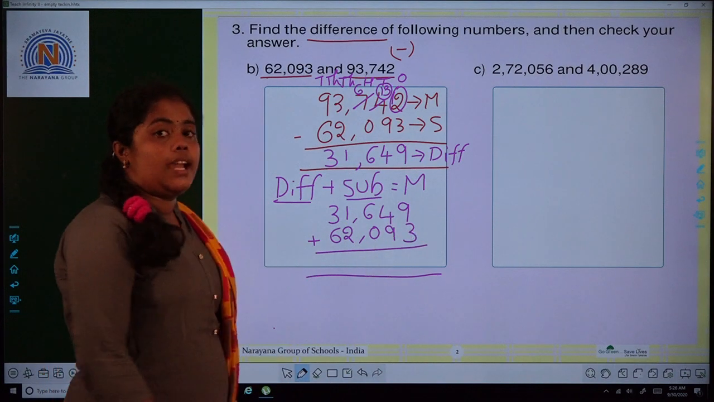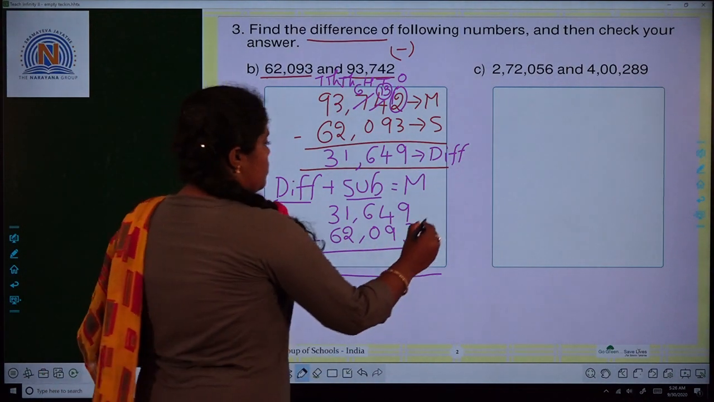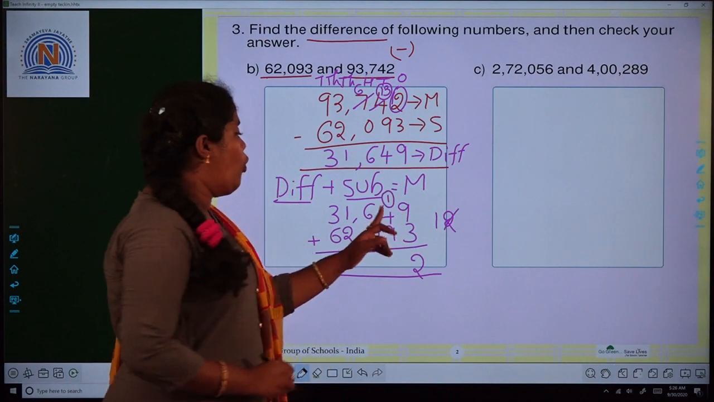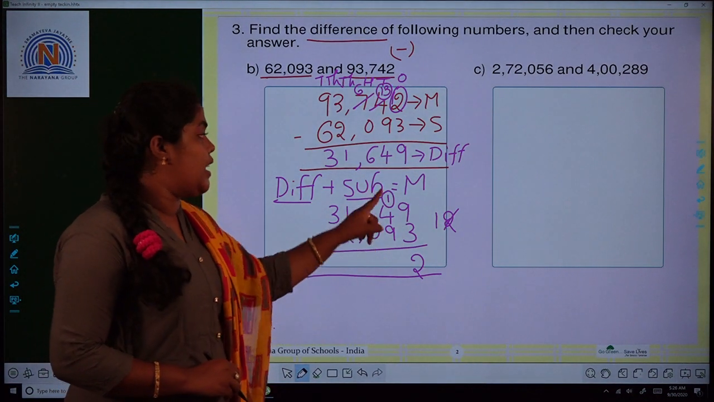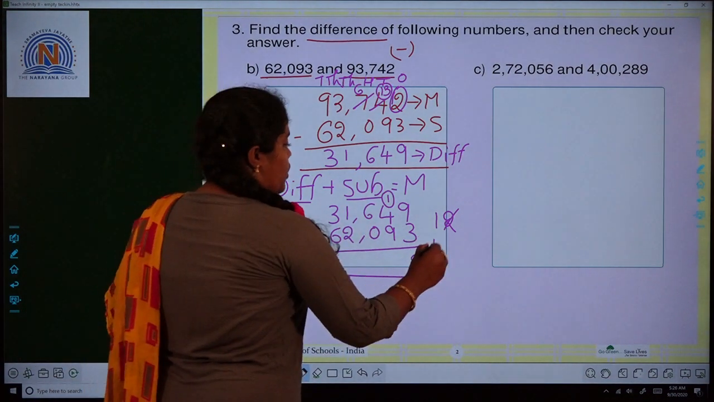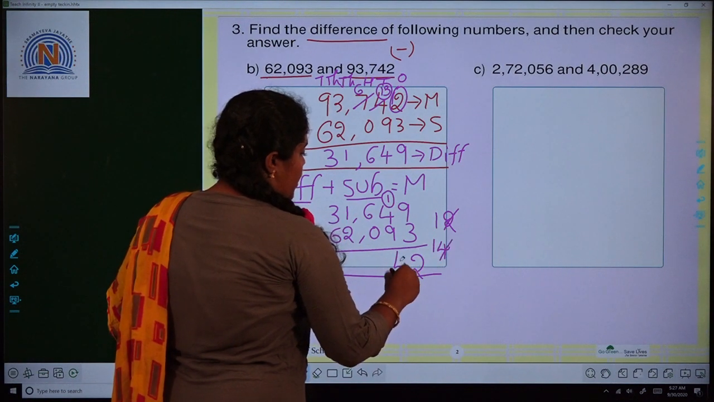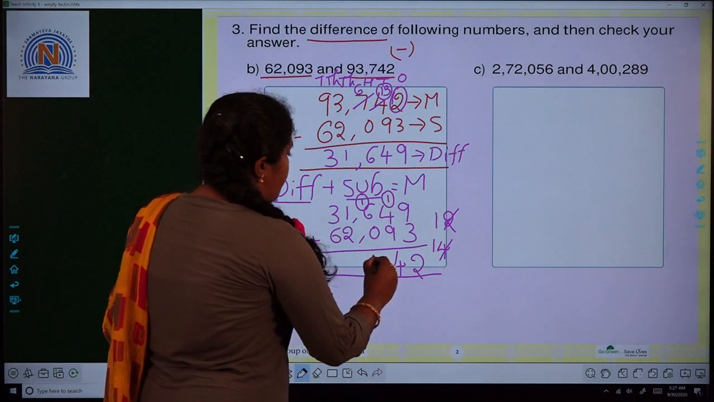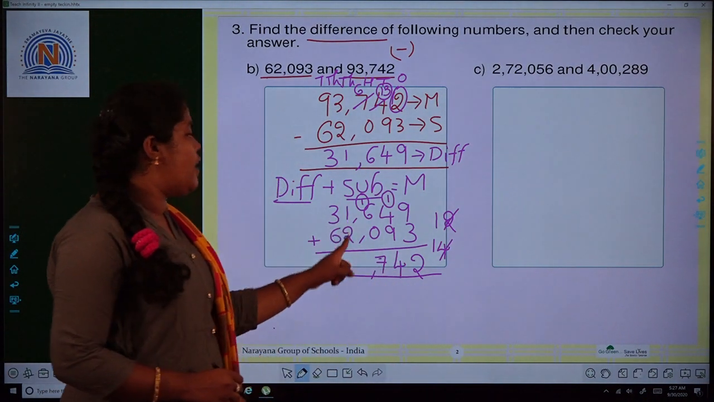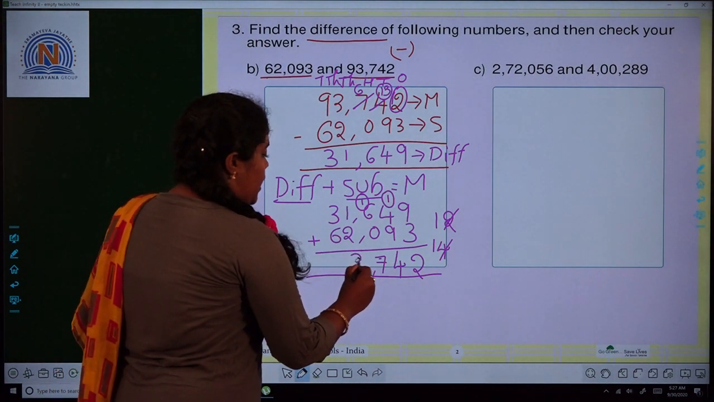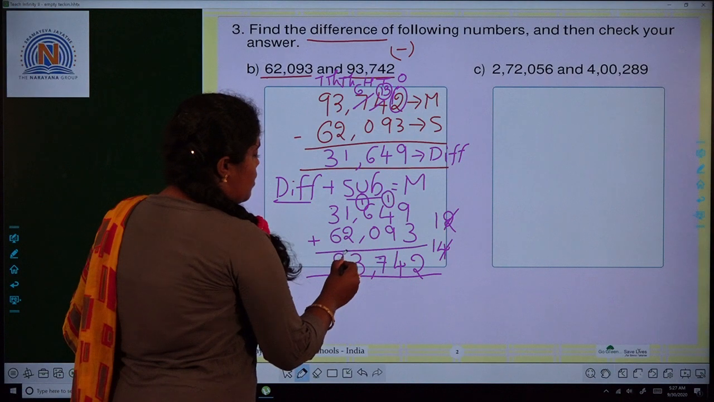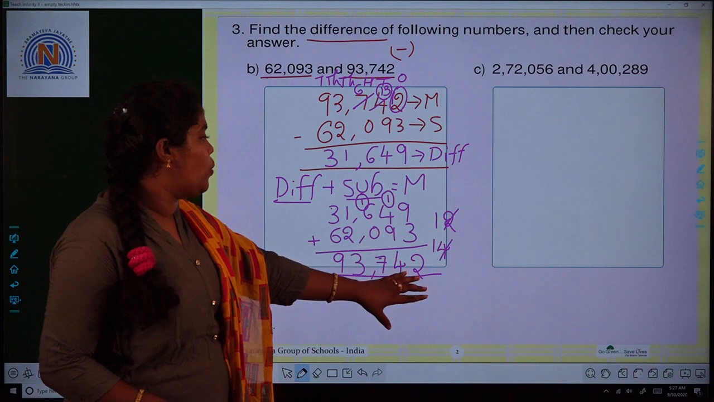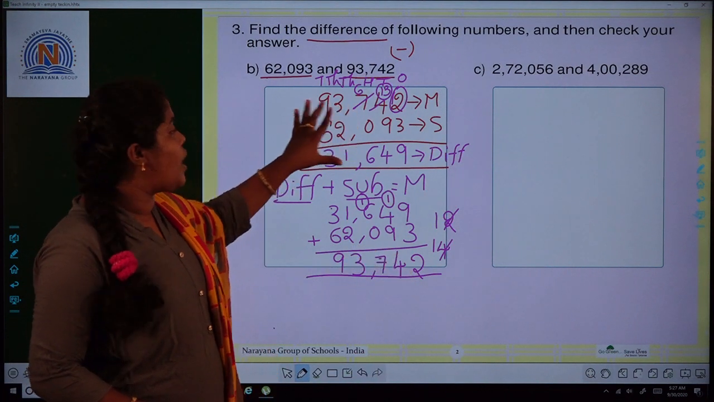9 plus 3 is 12. 2 we have to write down and 1 is carried to the next place. 4 plus 9 is 13 and 13 plus 1, the answer is 14. 4 we write down. 1 is carried to the next place. 6 plus 1 is 7. Next, 1 plus 2 is 3 and 3 plus 6, the answer is 9. Now we check whether we get the same minuend or not. 93,742. We get the answer. Here also it is the same. So your answer is correct.